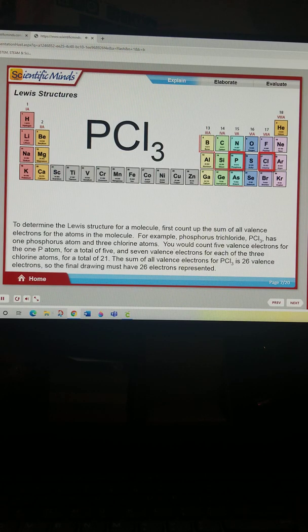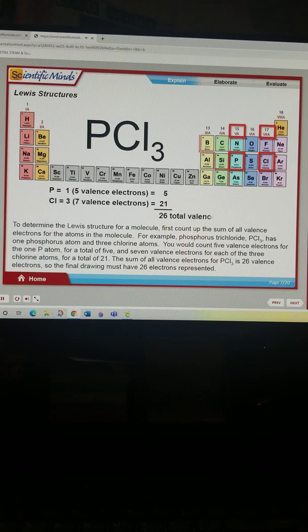To determine the Lewis structure for a molecule, first count up the sum of all valence electrons for the atoms in the molecule. For example, phosphorus trichloride, PCl3, has 1 phosphorus atom and 3 chlorine atoms. You would count 5 valence electrons for the 1 P atom, for a total of 5, and 7 valence electrons for each of the 3 chlorine atoms, for a total of 21. The sum of all valence electrons for PCl3 is 26 valence electrons, so the final drawing must have 26 electrons represented.